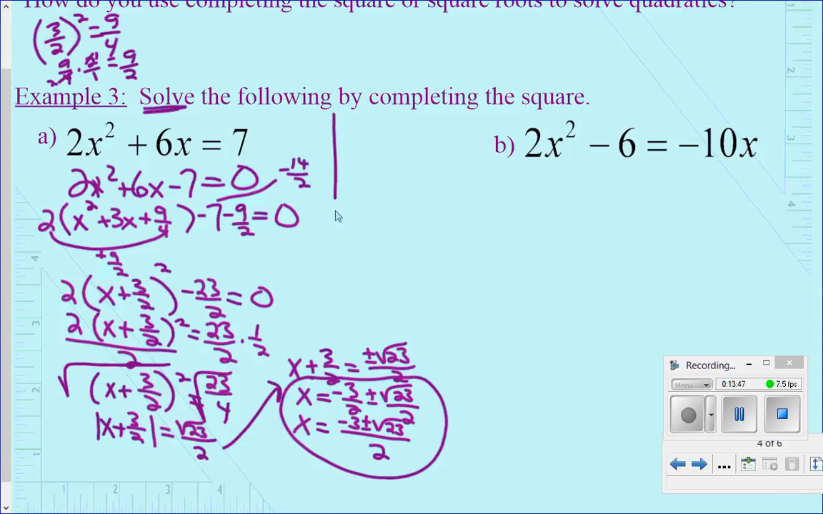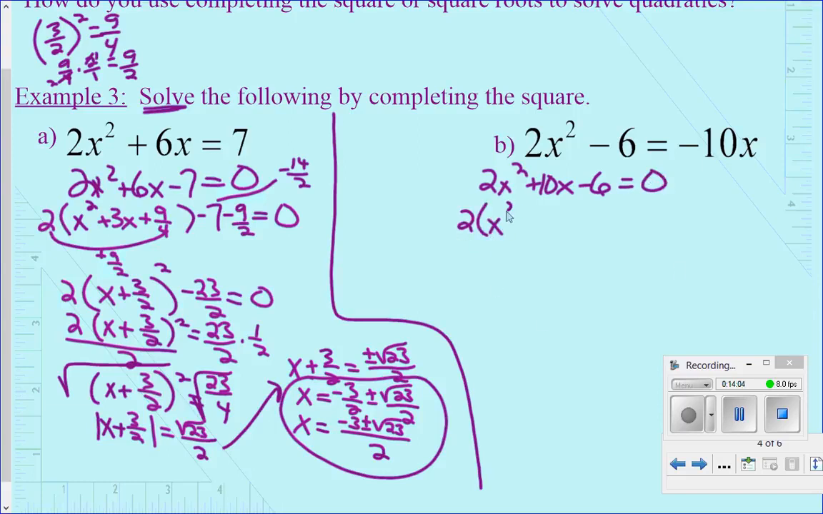Okay, now let's work on the next one. And actually, I had students work on this in class, so you might want to pause the video and try it. So I have 2x squared, I'm adding 10x, minus 6 equals 0. So I'm going to go ahead and factor out the 2. I'm left with x squared plus 5x. I'm going to skip a little space. The minus 6 goes on the end. Skip a little space, equals 0.